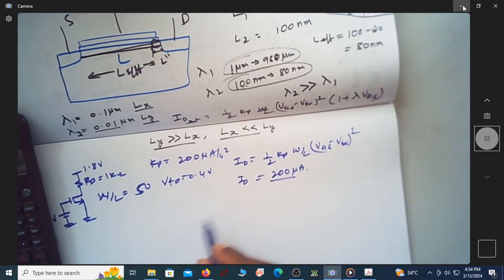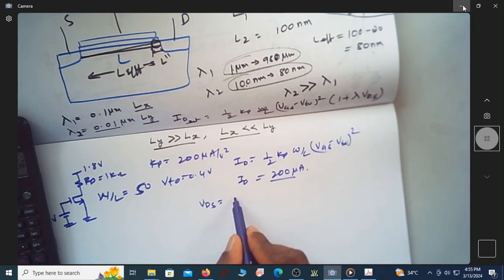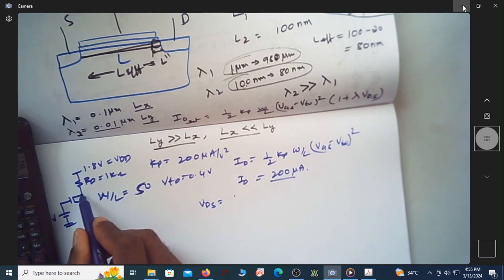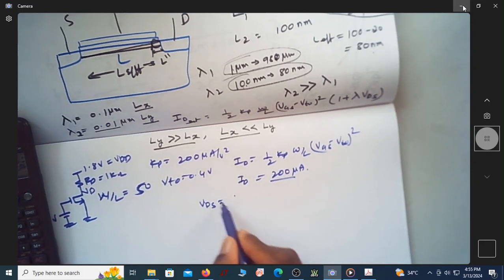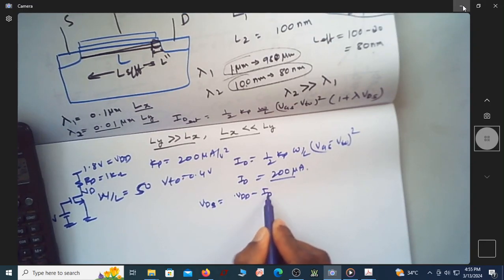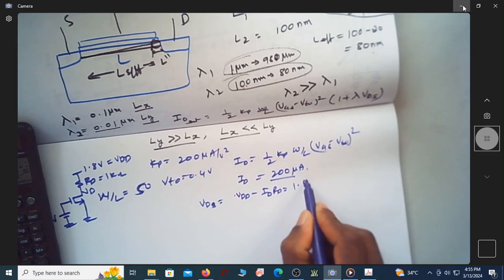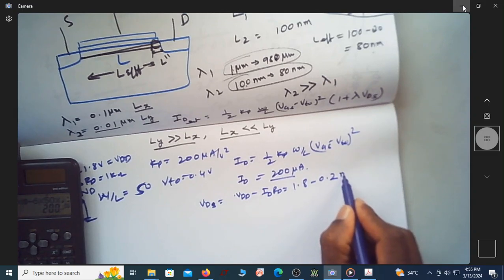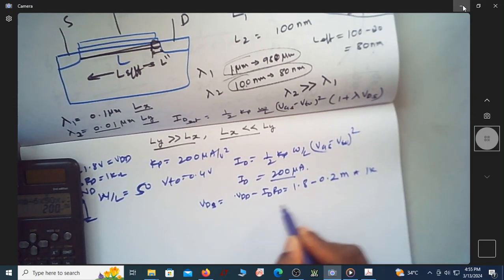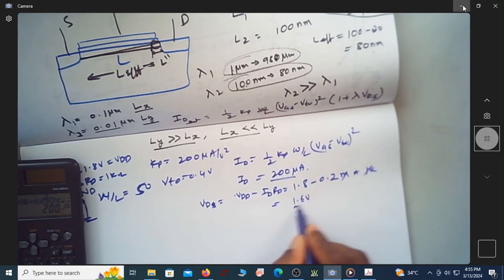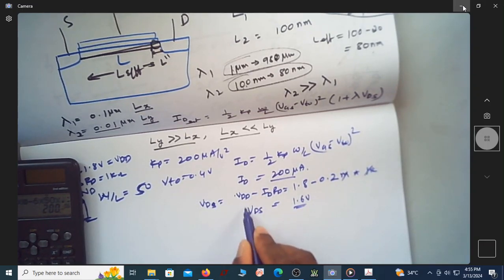If it is 200 microampere, how much is VDS? If I name this as VDD, VDS is actually this voltage. Let me say it as VD. So VD is given by VDD minus ID into RD, which is nothing but 1.8 minus 0.2 milli multiplied by 1K. Okay, this will go off and you end up with 1.6 volt as VDS.